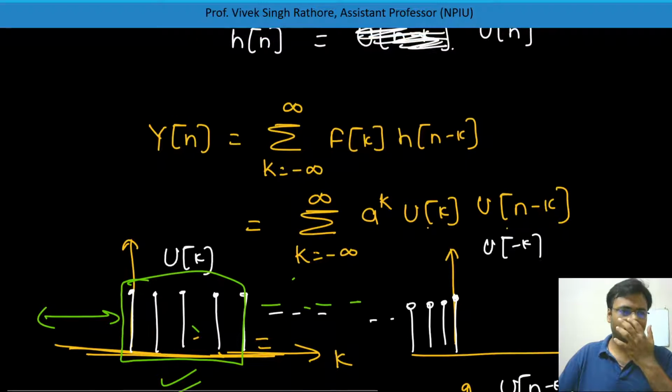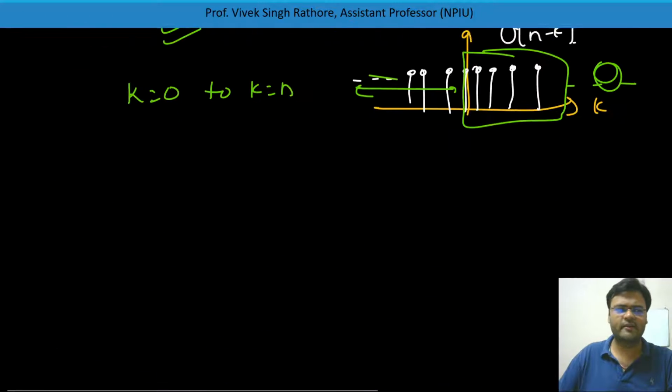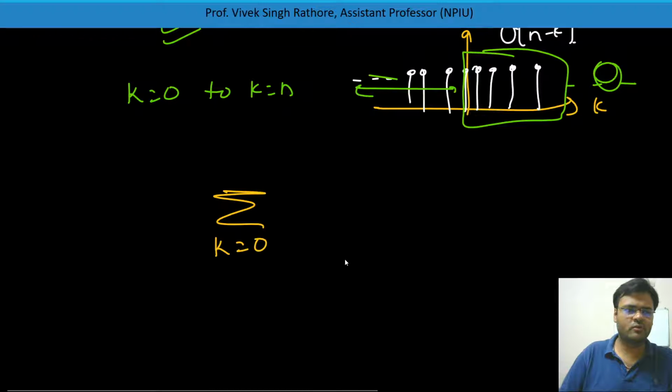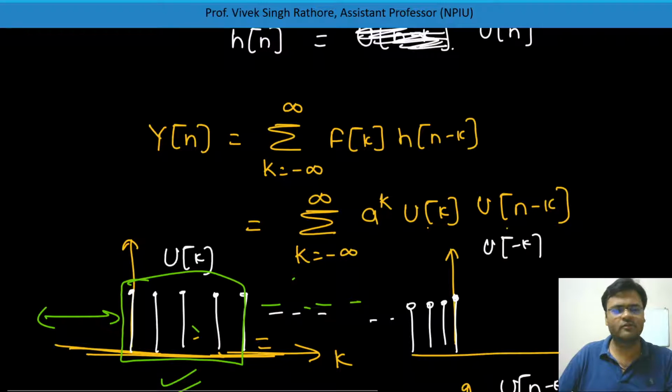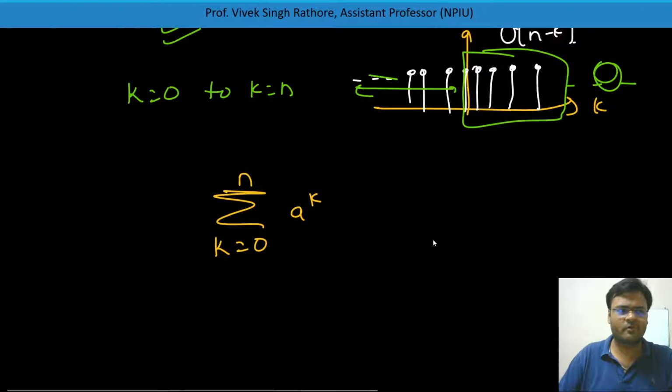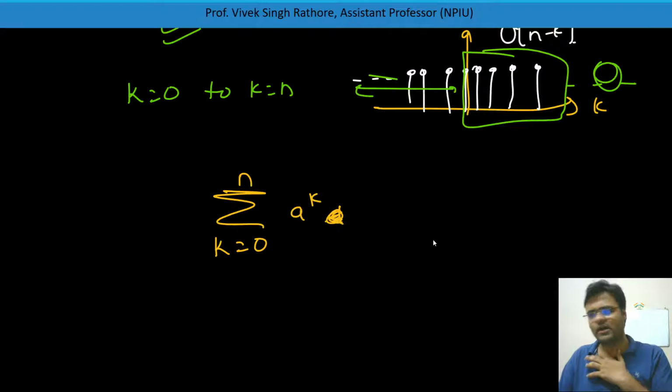So we should not go for minus infinity to infinity, we should go for k is equal to 0 to n. Your signal was a to the power k, and the other was u of k, and whatever multiplication you do, 1 into 1, you'll get 1 only, right? So you'll get 1 only, nothing problem is there, okay. Now this is your value. So here from k is equal to 0 to n.